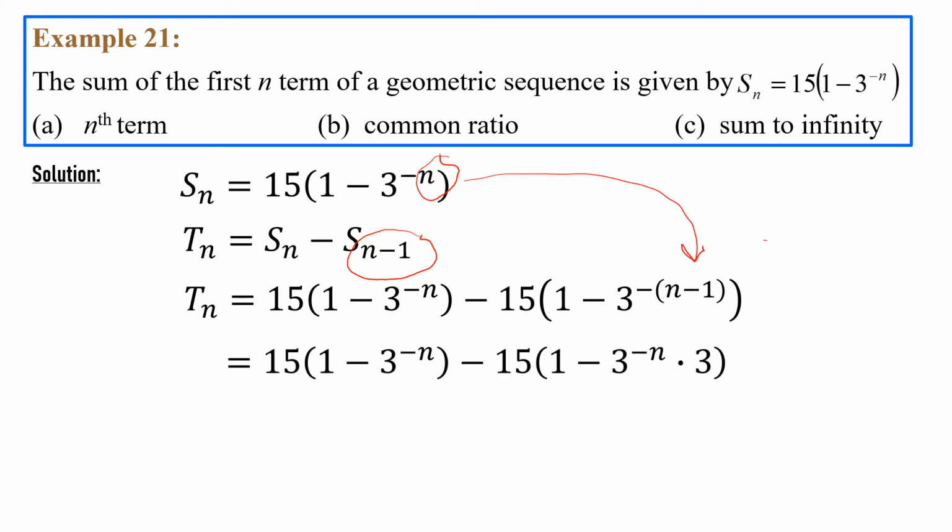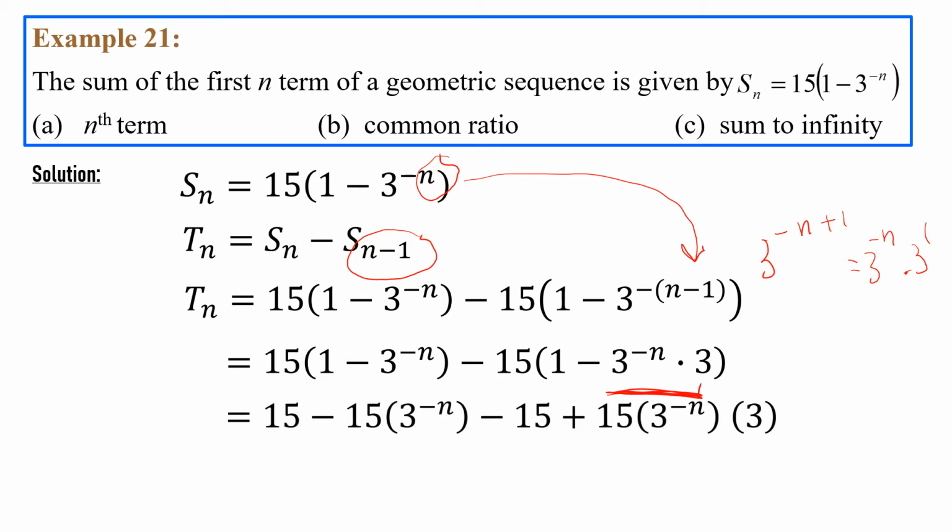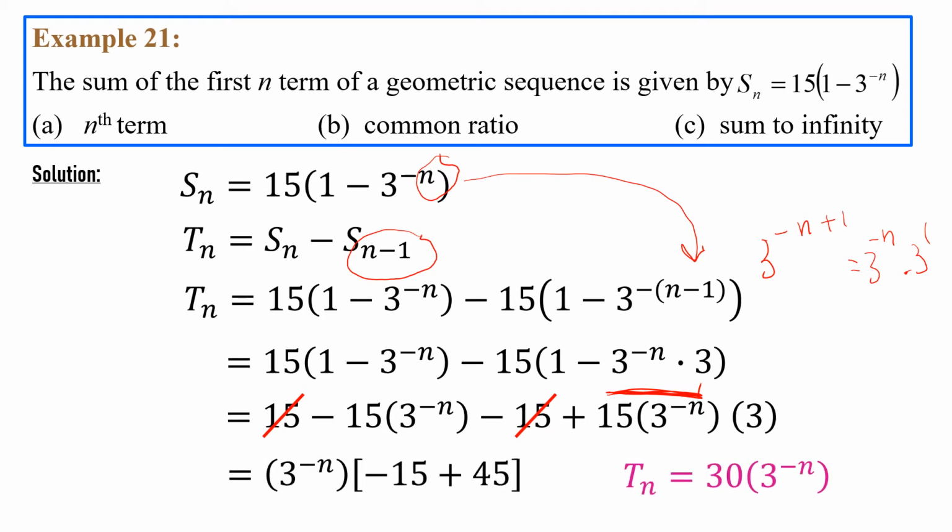Next, for 3 to the power of negative n plus 1, we can split using properties of indices and we get 3 to the power of negative n times 3 here. Expand and simplify. So we have Tn is equal to 30 times 3 to the power of negative n.